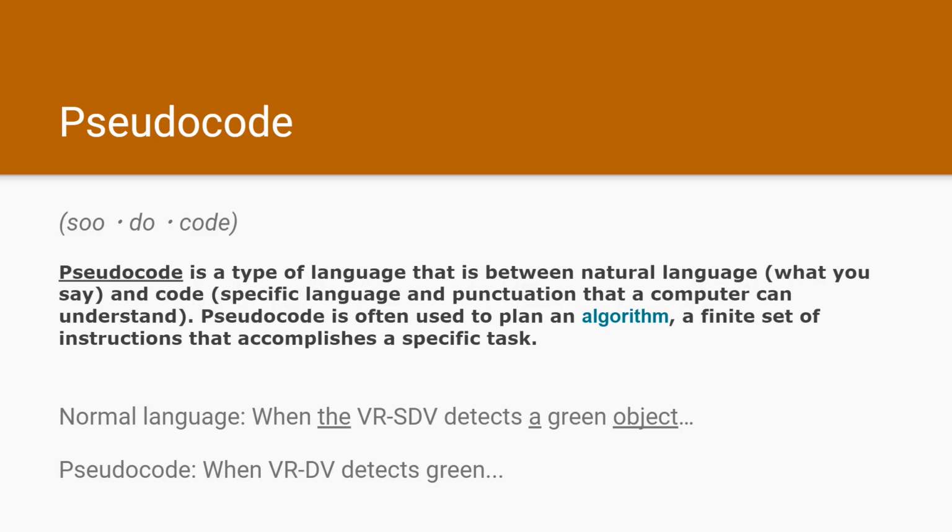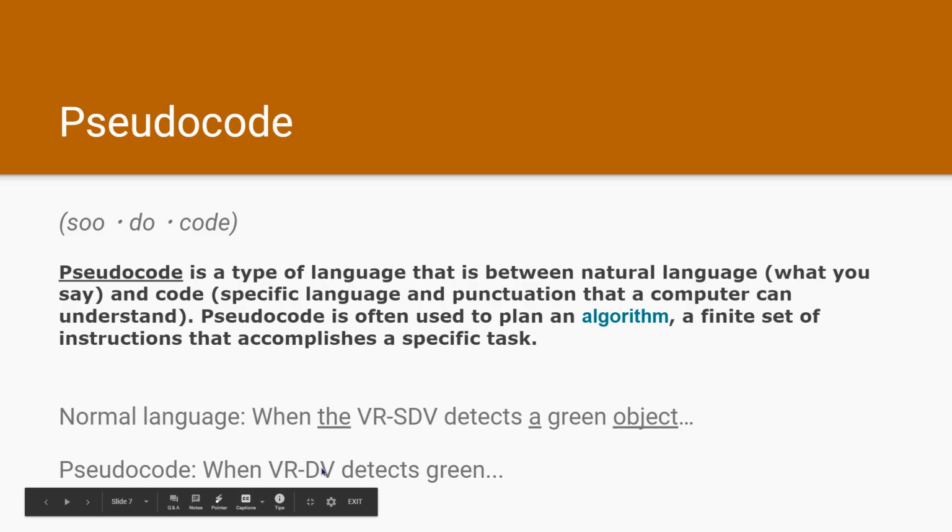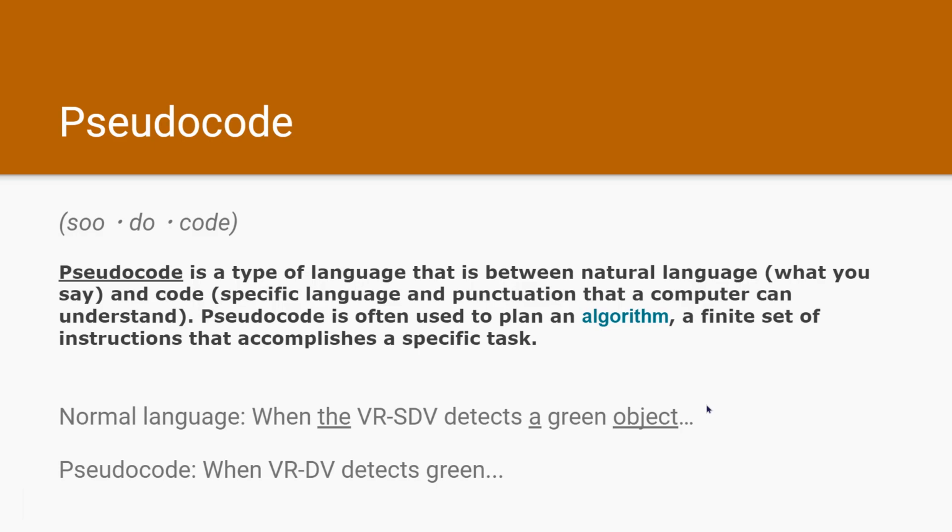So an example is, in a normal language, you might say, when the VRSDV detects a green object, and that's just a block you might put in. In pseudocode, you would just say, when, oh, I left off the S, sorry about that, when the VRSDV detects green. So notice, that's not correct English, that's too vague, don't try to use that in your English class, you'll get a bad grade probably. But I left off the "a" and "object" because those are just specific, unneeded words for the computer. It takes up too much time to type those, and the computer doesn't need them.